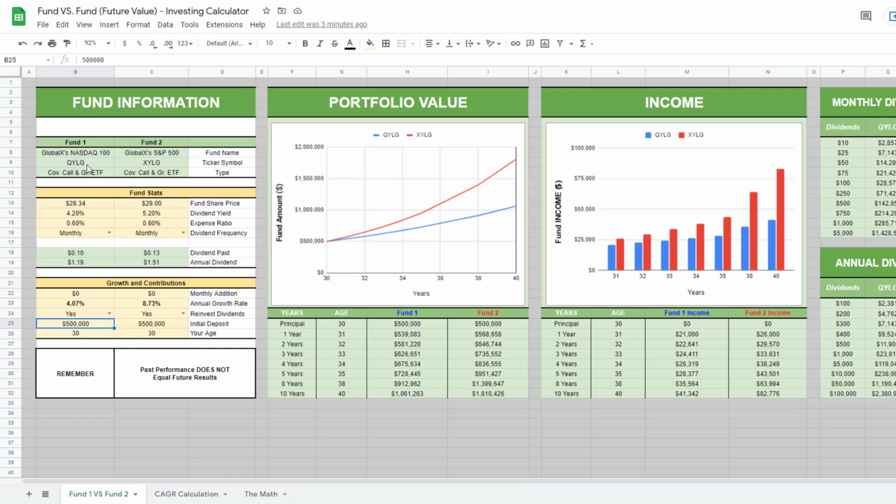Hey guys, it's James and I wanted to compare QYLG versus XYLG on my fund versus fund future value calculator.